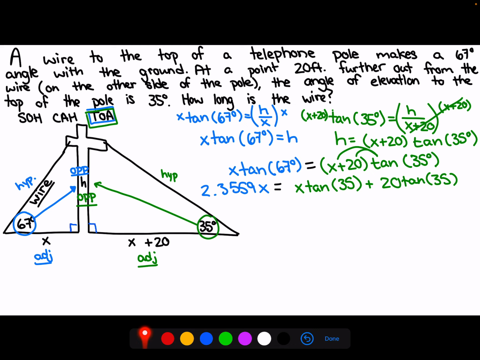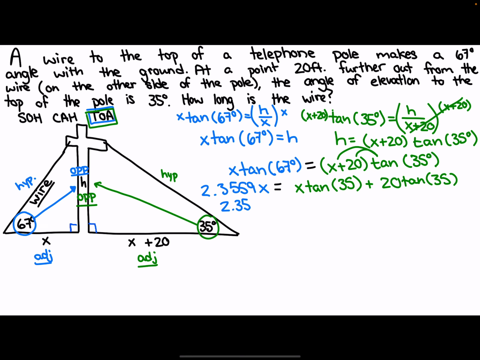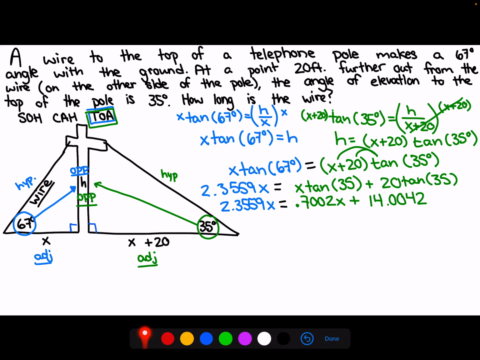At this point, I'm just going to go ahead and do tangent of 35 and 20 tangent of 35 on the calculator so I can have some values here. And that way I can combine like terms a little bit easier. So this will give me, again, I just bring down the 2.3559x. Then on the right side, I now have 0.7002x plus 14.0042. I got these from tangent of 35 is 0.7002, and 20 tangent of 35 is 14.0042.